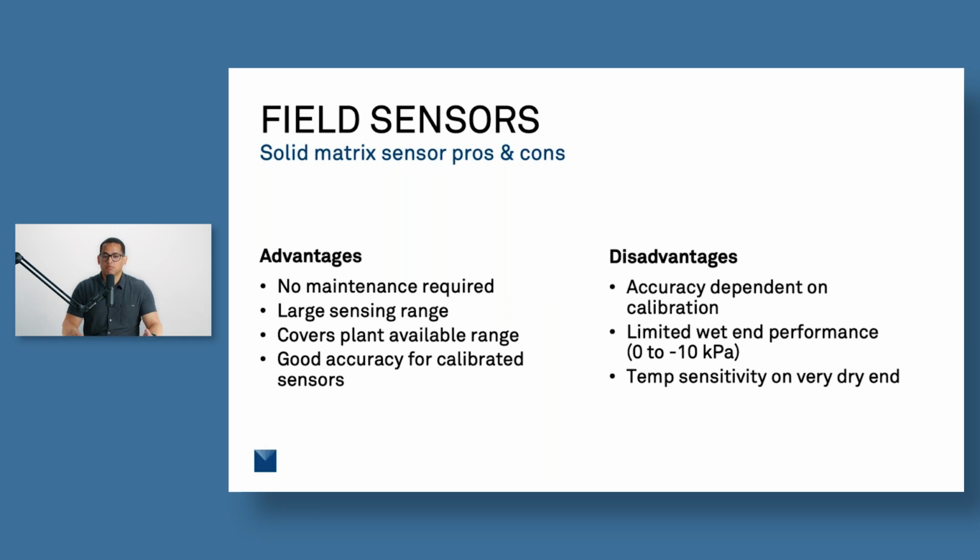And hopefully we'll continue to see advances in this area as we continue to work on new sensing technologies for this. One other challenge with solid matrix sensors is they do tend to be temperature sensitive on the very dry end. As you can imagine, as you start to dry that ceramic out, there's not very much water in that ceramic. And so as we see bigger diurnal temperature swings, you're going to see some of that impact on the measurements as you get drier. You don't typically see this on the wet end, but as you get to the dry end, you're going to start to see this because there's less water and less sensitivity in that range.